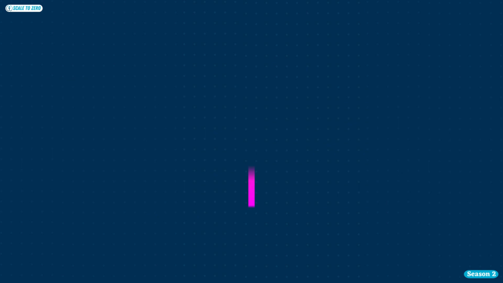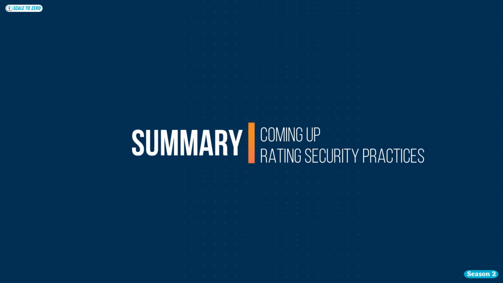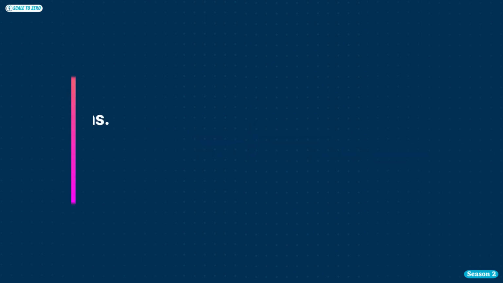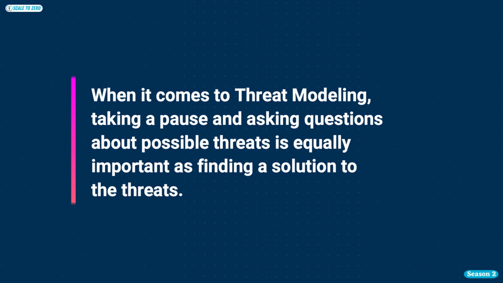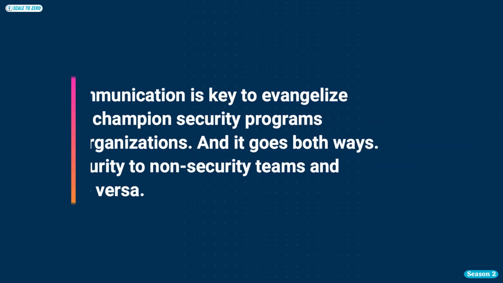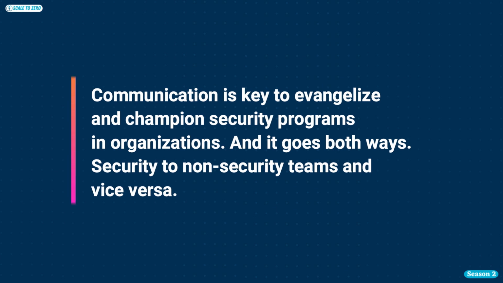Cool. Okay. So that's a great way to end the security questions. Thanks, Adam, for the fun conversation. Here are a few important points that I gathered. The first one is secure by design is a key step in building a healthy security program. It should be done while designing and building applications and not as an afterthought. The second one is when it comes to threat modeling, taking a pause and asking questions about possible threats is equally important as finding a solution to the threats. The last one is communication is key to evangelize and champion security programs in organizations, and it goes both ways, security to non-security teams and vice versa.